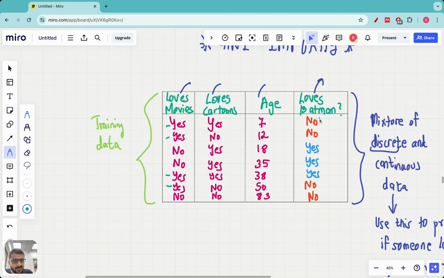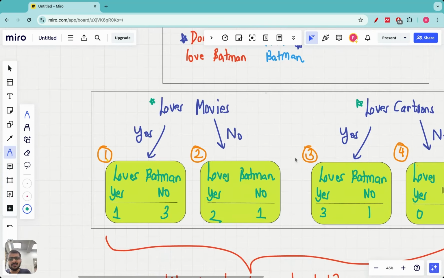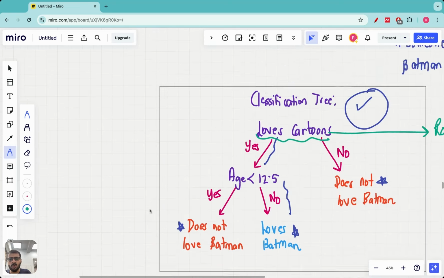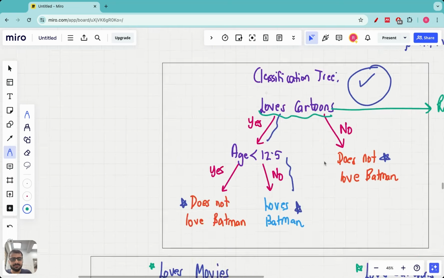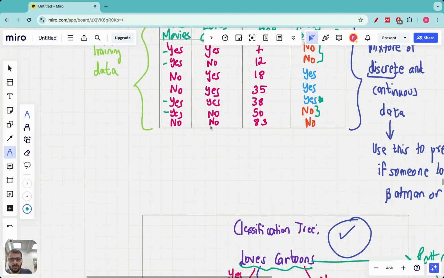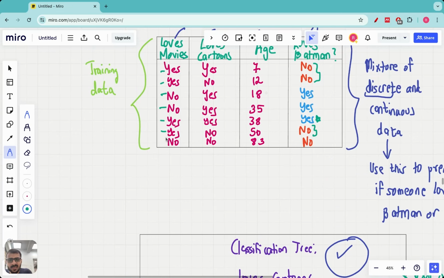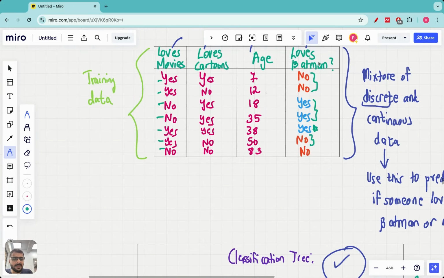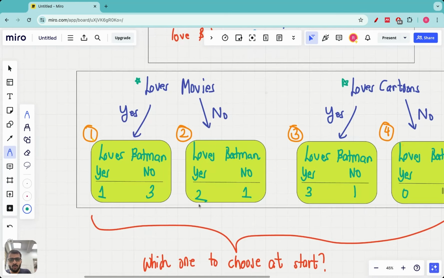So, we can see out of these, three people said no and one person has said yes. So in this category over here, loves movies, yes, we have one person who has said yes, that they love Batman, and three people have said no, they do not love Batman. So I've written 1 and 3 here. If the answer to loves movies is no, which means I have this person, and this person, then let's look at the answer. Then we can see that two people have said that they love Batman, and one person has said that they do not love Batman. So we have two yes and one no.